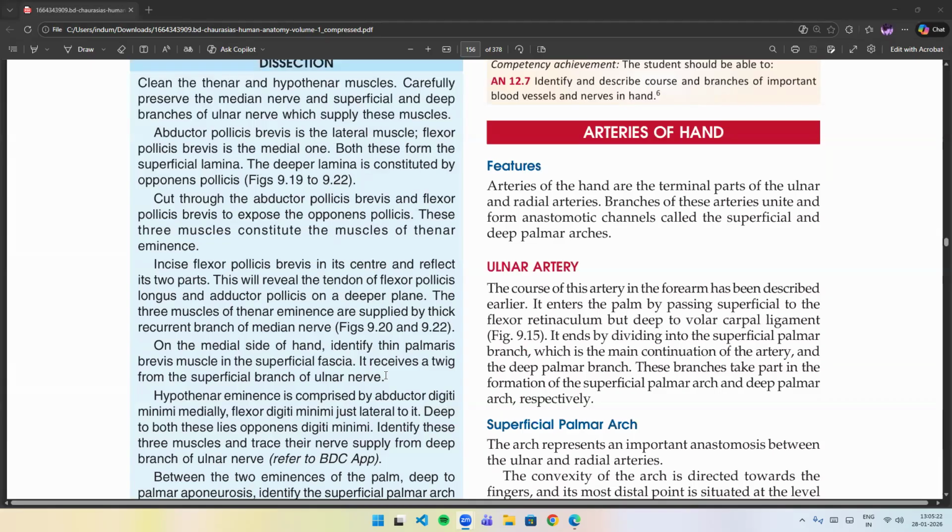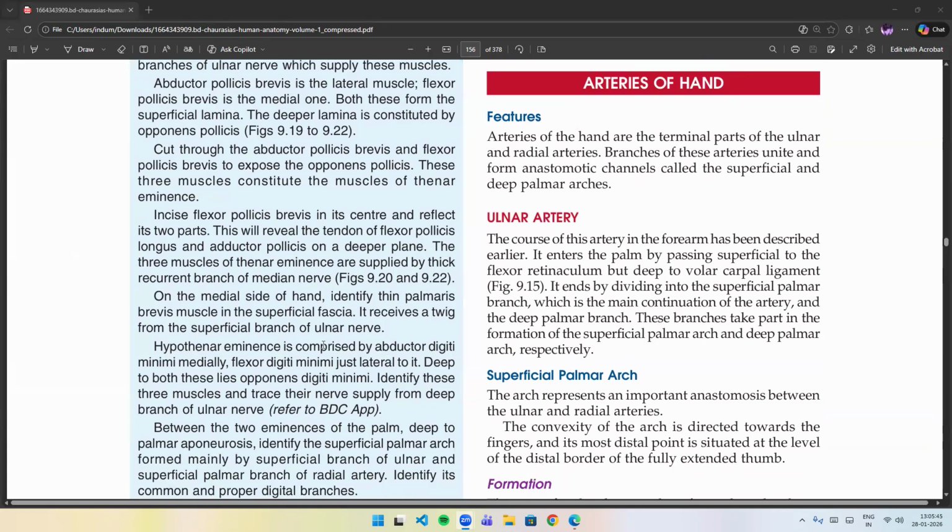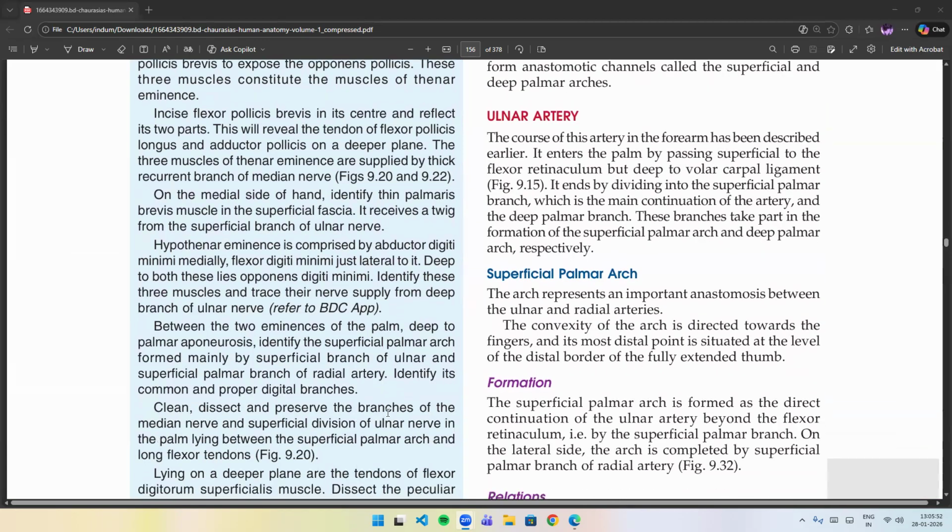Incise flexor pollicis brevis in its center and reflect its two parts. This will reveal the tendon of flexor pollicis longus and adductor pollicis on a deeper plane. The three muscles of thenar eminence are supplied by thick recurrent branch of median nerve, figures 9.20 and 9.22. On the medial side of hand, identify thin palmaris brevis muscle in the superficial fascia. It receives a twig from the superficial branch of ulnar nerve.